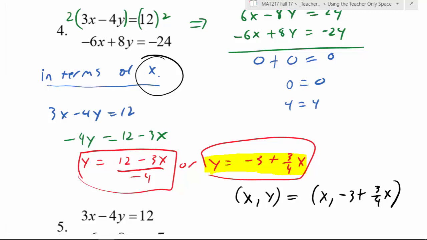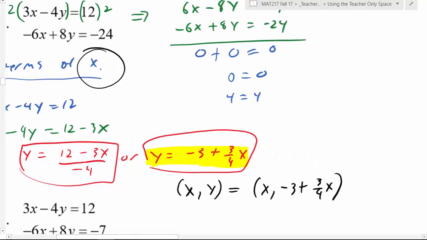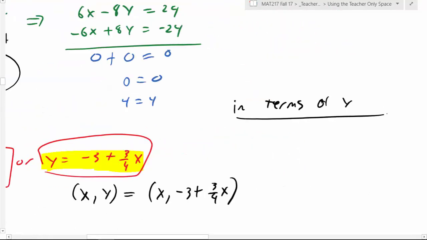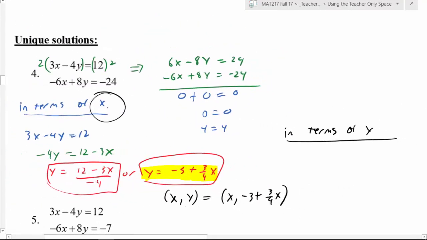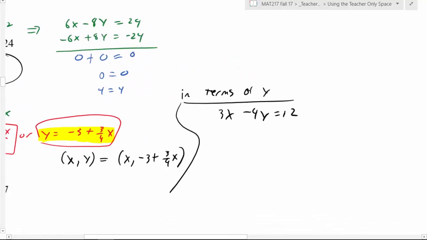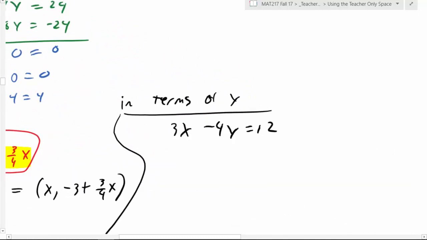So this does have infinitely many solutions because you can have any number for x, but it has a very specific y. Now if the problem instead asked for it in terms of y, what would that look like? How does that change the process? Well, it doesn't change too much. We would take the same equation, 3x minus 4y equals 12, but if it wants y's, that means I need to get rid of x's, which means instead of solving for y, I'm going to solve for x.